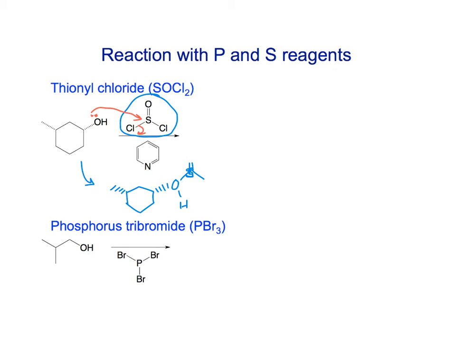Sulfur, oxygen, and chlorine, and a plus here. All right, and we kicked off chloride. So in the next step, pyridine, right, this is pyridine here, is simply going to act as a base and remove this proton. So I'm just going to neutralize that functional group.